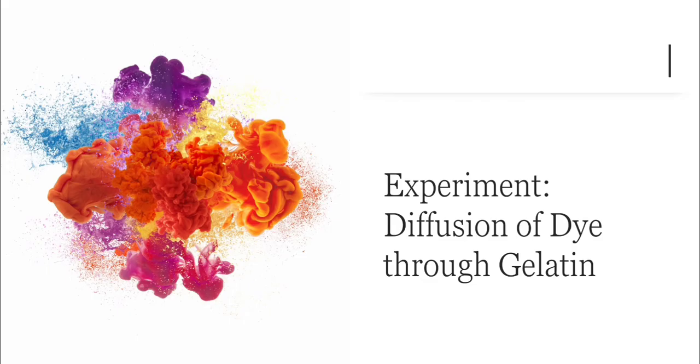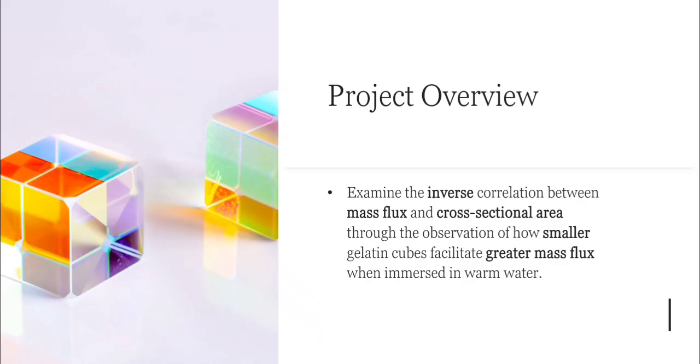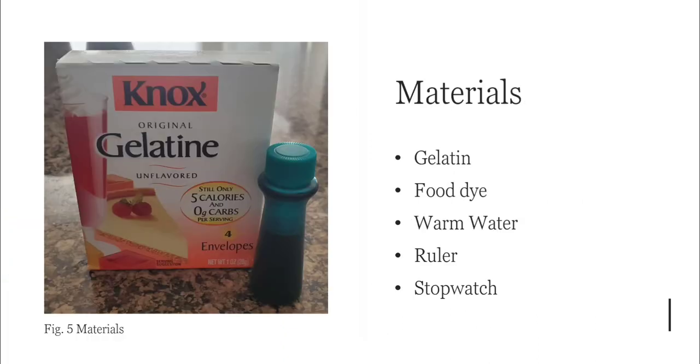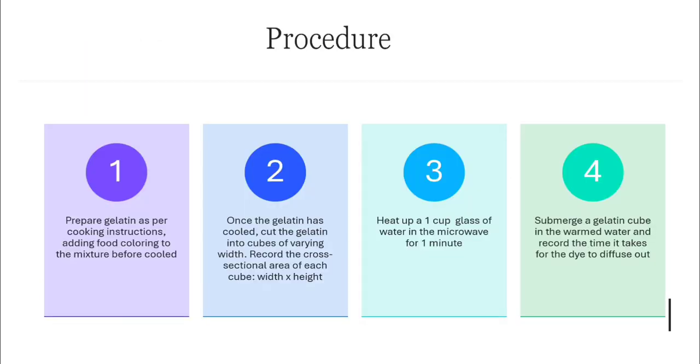Now that we've established a great background context on diffusion, let's move into my experimental design. My experiment examines the inverse correlation between mass flux and cross-sectional area through the observation of how smaller gelatin cubes facilitate greater mass flux when immersed in warm water. The materials required for this experiment include gelatin, food dye, warm water, ruler, and a stopwatch.